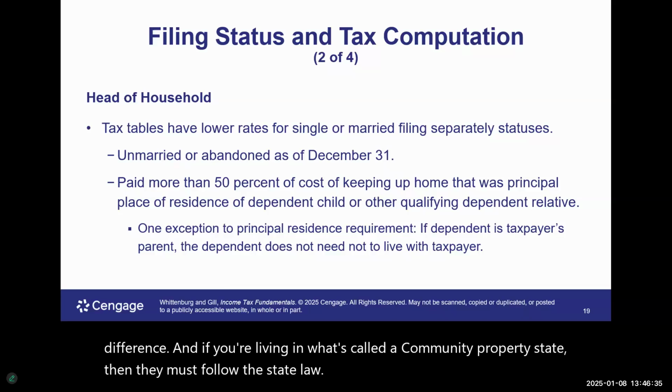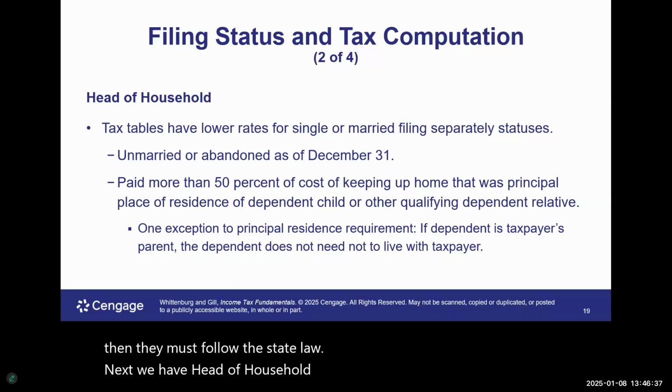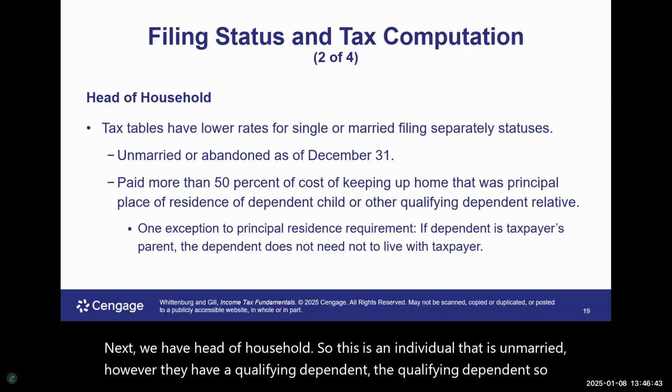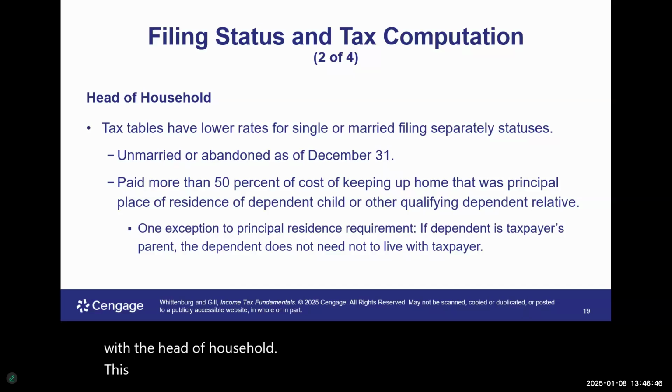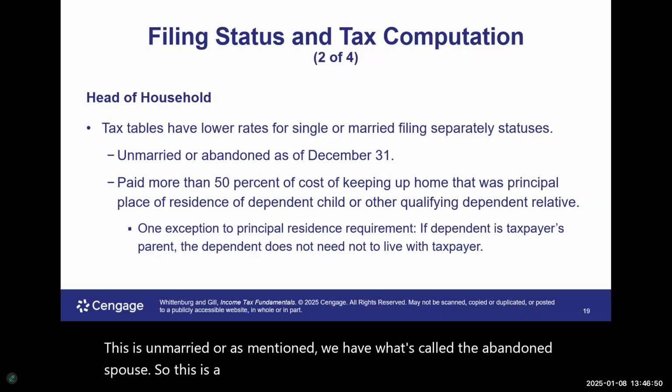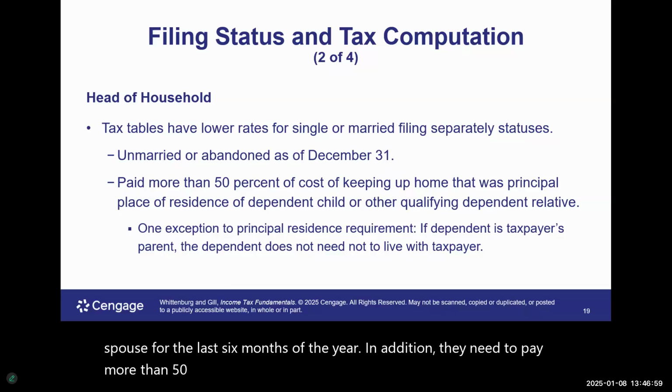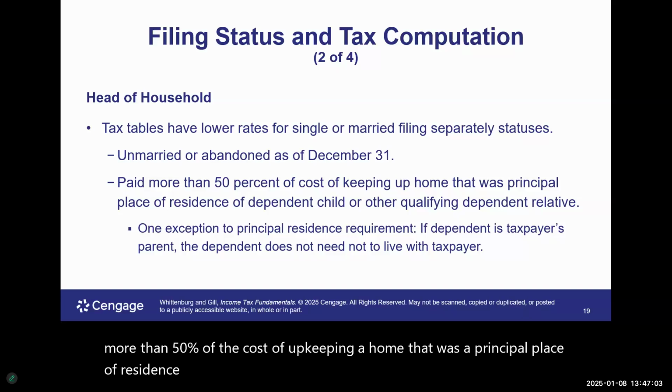Next, we have head of household. So this is an individual that is unmarried. However, they have a qualifying dependent. With head of household, this is unmarried, or as mentioned, we have what's called the abandoned spouse. This is a taxpayer that's married, but they didn't live with their spouse for the last 6 months of the year. In addition, they need to pay more than 50% of the cost of upkeeping a home that was a principal place of residence for a dependent child or other qualifying dependent relative.